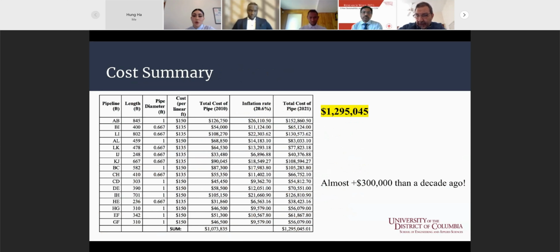The final step was to do a cost summary. Basically, I used the standard prices from the Rockville manual. This manual was for 2010, so of course I had to account for inflation. And basically, I came up with a cost of $1.3 million approximately, which is almost a $300,000 increase if this was designed a decade ago. Thank you for listening. And next, we have Usman.